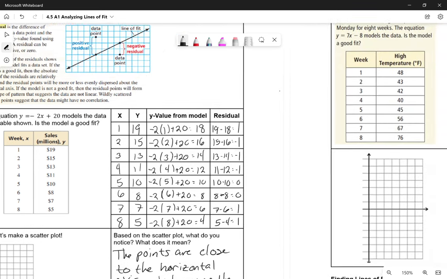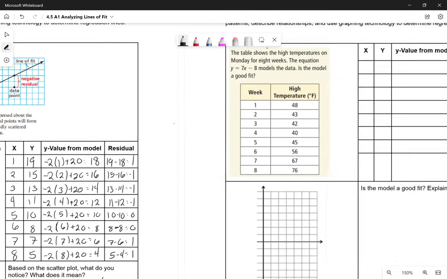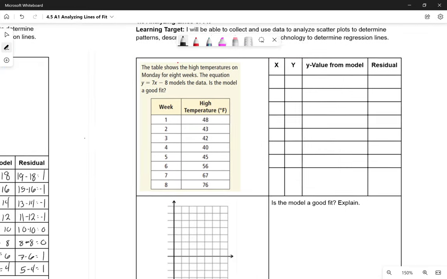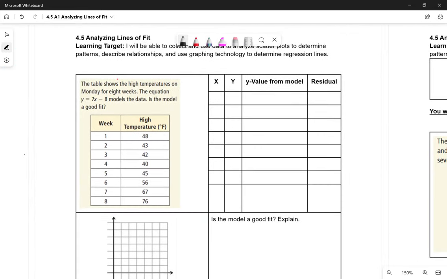So now we're going to take a look at another table. In this table, we're going to be modeling with temperature and the number of weeks. So this table shows the high temperature on Monday for 8 weeks, and the equation y equals 7x minus 8 models this data. So we're going to see if the model is a good fit. So first we're going to fill out our table for our x and y values.